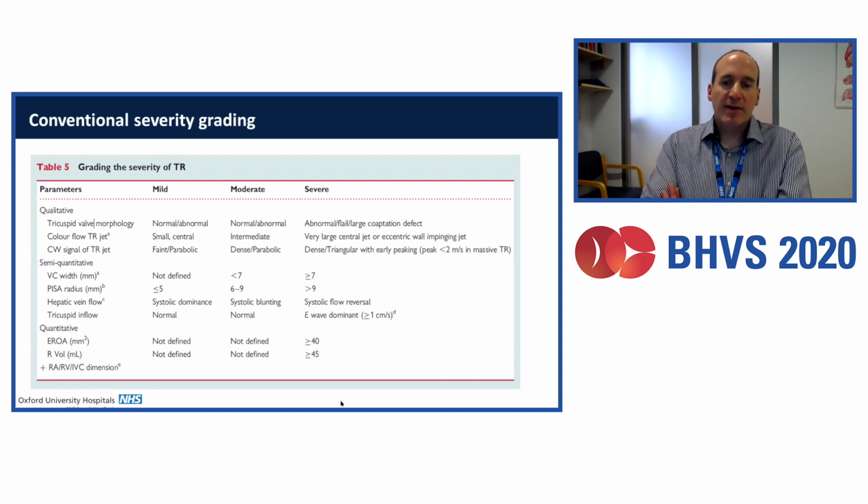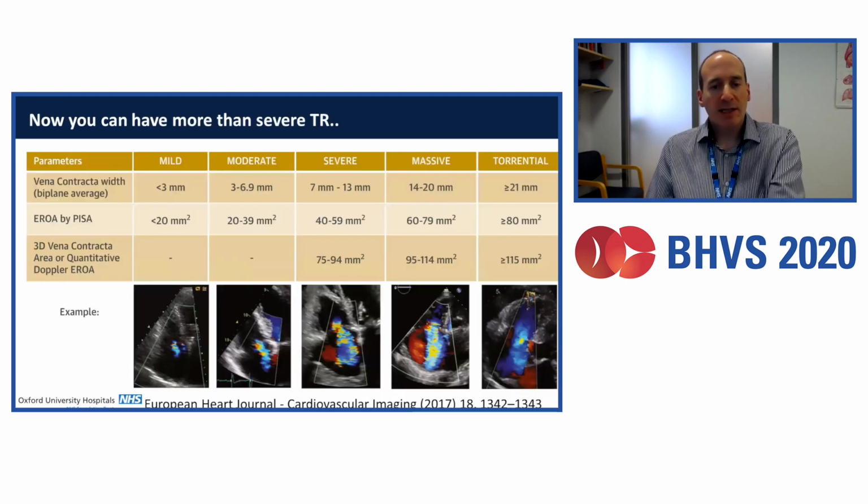Here's the conventional severity grading, and these are the sort of numbers you might want to work to for your quantifiable measures and your objective assessments. But more recently, there has been a push to, rather uniquely for the tricuspid valve, add 2 additional gradings at the top. So you can now be graded as having severe TR, massive TR, or torrential TR. And if you want to read the justification for that approach, the reference is down the bottom for you.